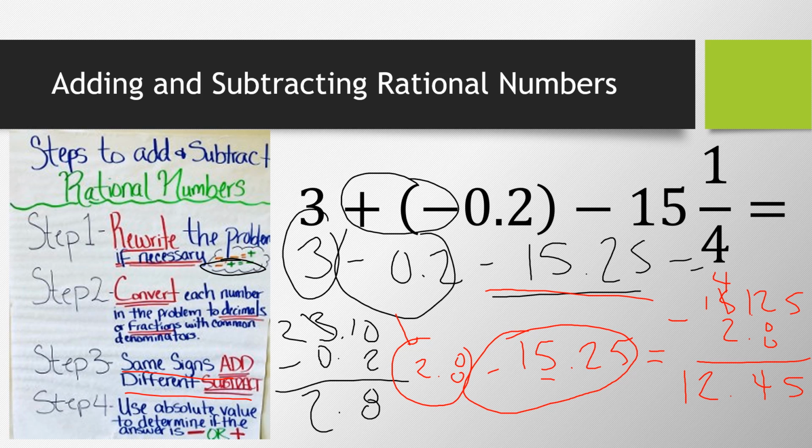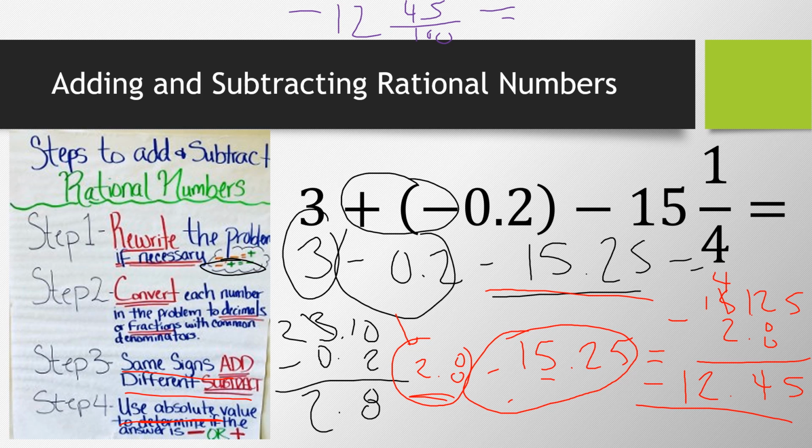And I know my answer, if I use step 4, I know my absolute value. Because of absolute value, my absolute value of 15 25 hundredths is going to be bigger than my absolute value of 2 8/10. So I know my answer is going to be negative. So my answer is negative 12 45 hundredths. If I wanted to write that as a fraction, I can write negative 12 45 hundredths.